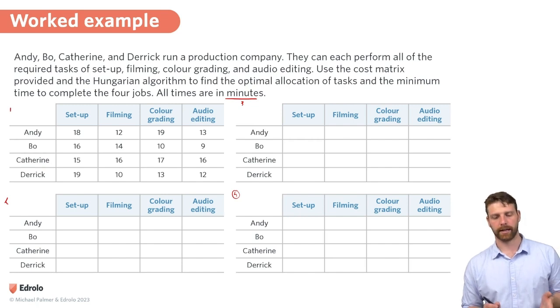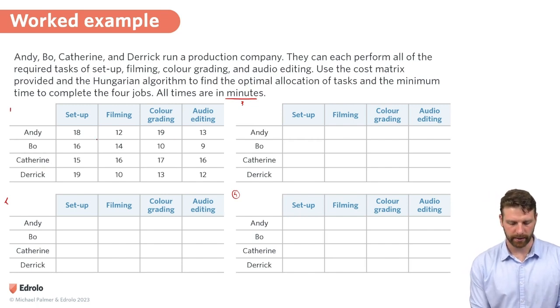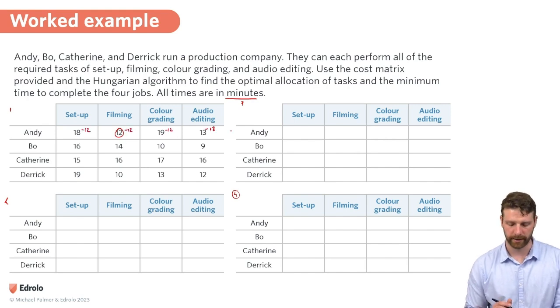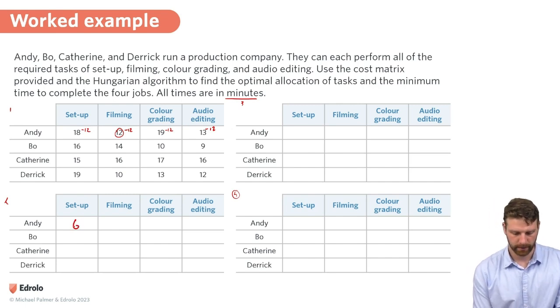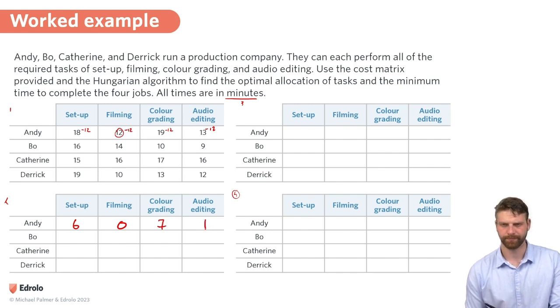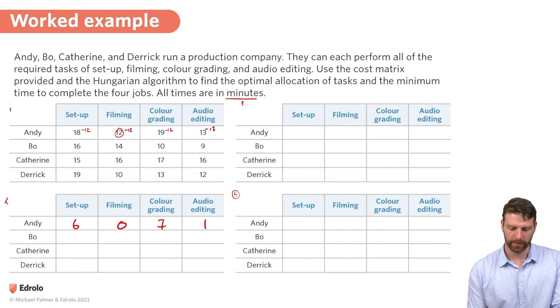Okay, so looking at the first one, I'm supposed to look at the rows and look at the smallest number and subtract that off. The smallest number here is 12. So I'm going to subtract 12 from all of these, and I'm going to fill it in down below. That should give me 6, 0, 7, and 1. Yes, I think I'm happy with that. Yep, that's good. Okay, so now I do the next row.